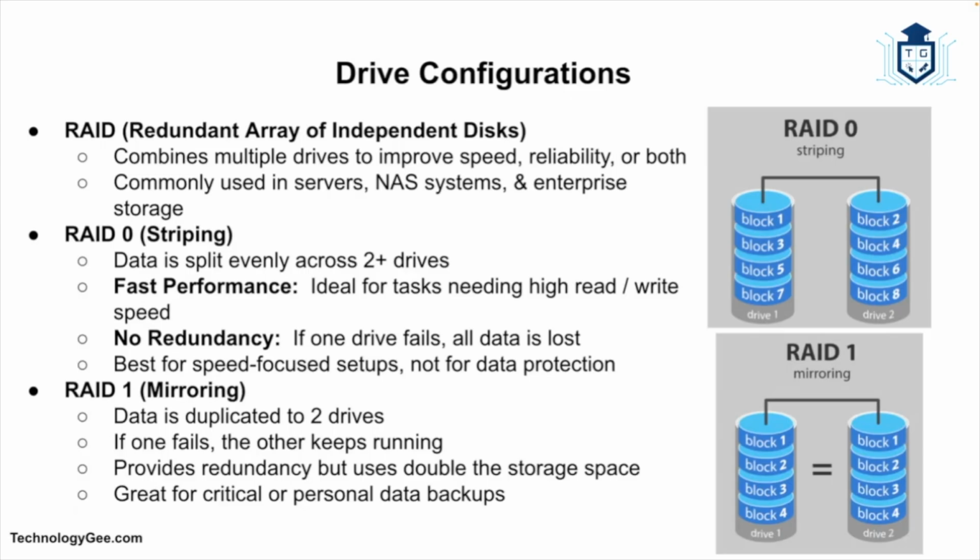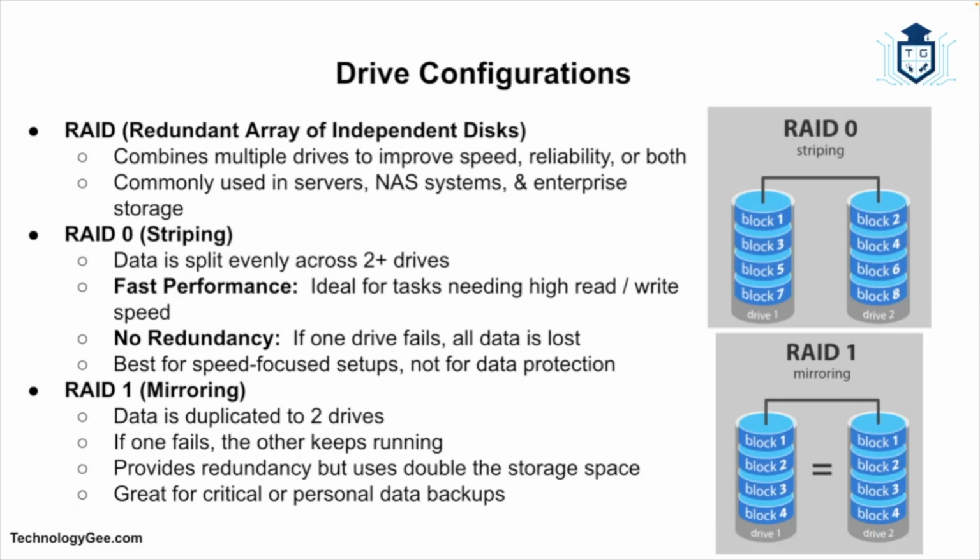So you have what is called RAID 0. This is also known as striping. This is basically when the data is split across two or more drives, and this provides faster performance, but it does not provide redundancy. So if one drive fails, you're going to lose everything. But this is good for speed, just not for safety.